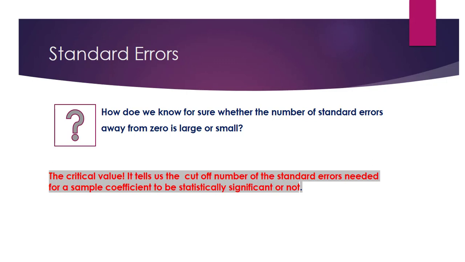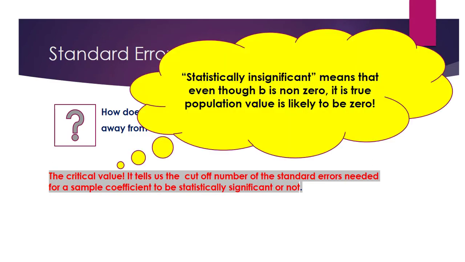Statistical review in Chapter 2 covered the critical value in the hypothesis testing lectures. Be sure to check it out if you are unsure about critical values. Statistically insignificant means that even though B is non-zero, its true population value is likely to be 0.